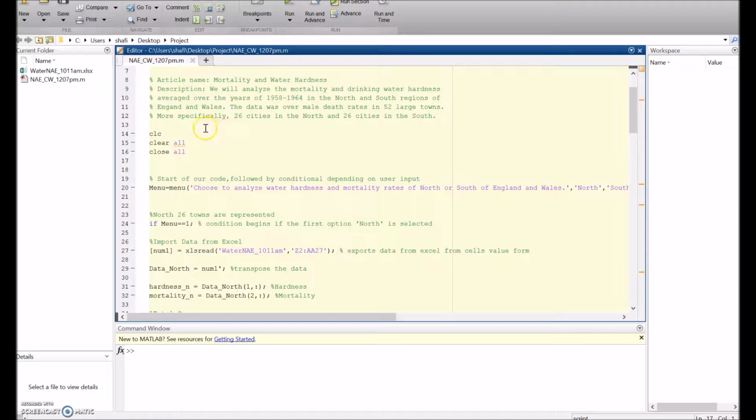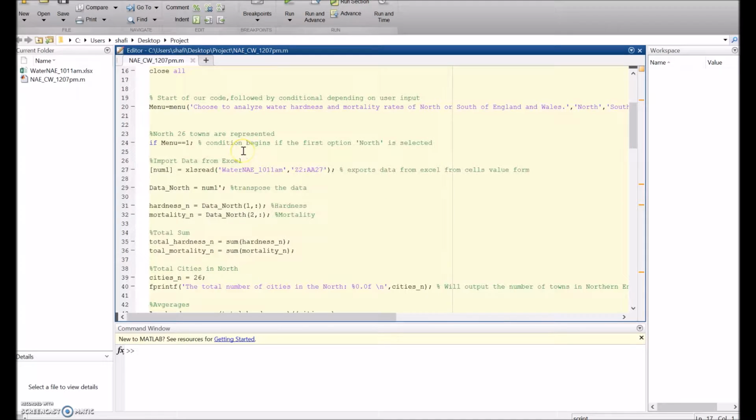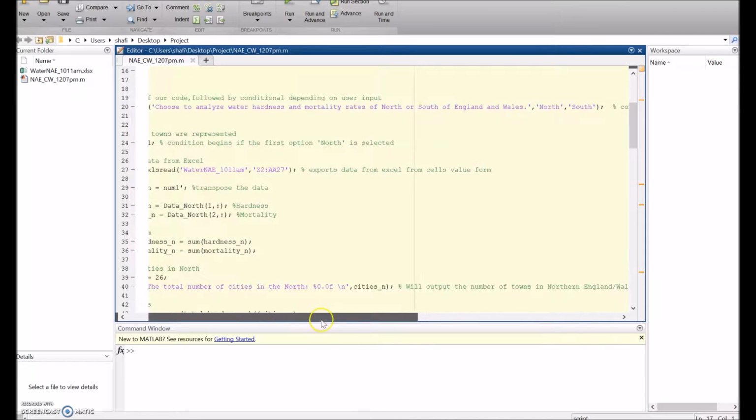So of course, we begin our code with clc, clear all, and close all. From there, we implemented the menu function, which gives the user the option to choose to analyze the water hardness and mortality rates in the north or south of England and Wales.